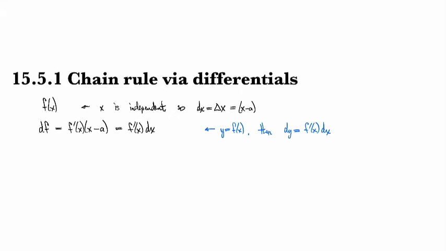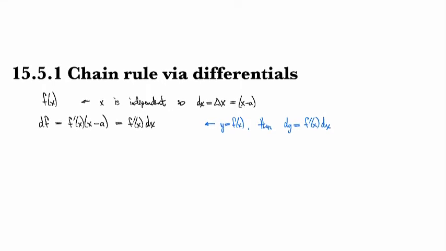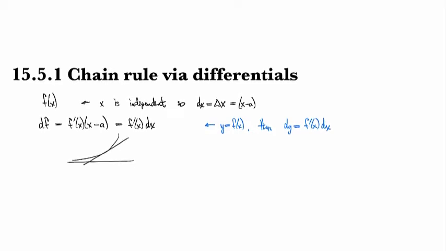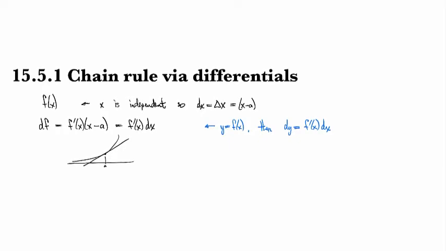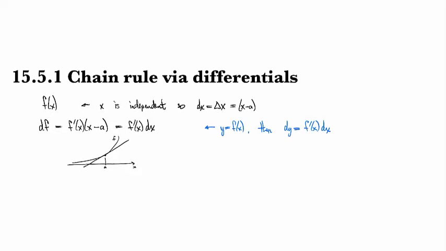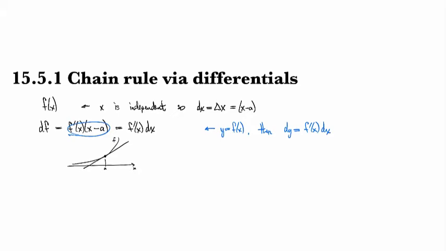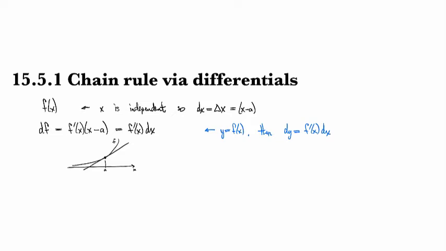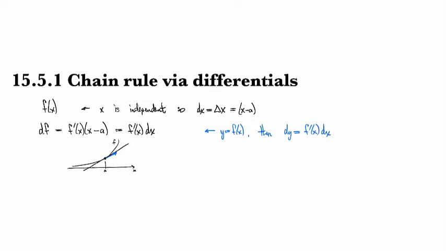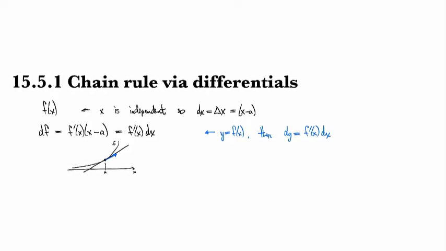Okay, so now the picture that goes along with this is something like this. So here's a. a is this location on the horizontal axis here, x going that way. Here's f. And then we've got the tangent line. And so this formula right here is just telling us something about the slope. So here the f prime is giving us the slope. And then x minus a is how far we've gone in that direction.